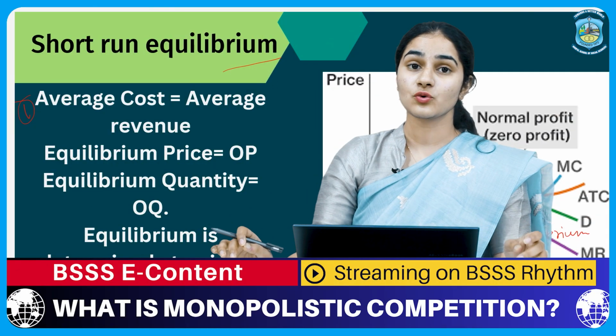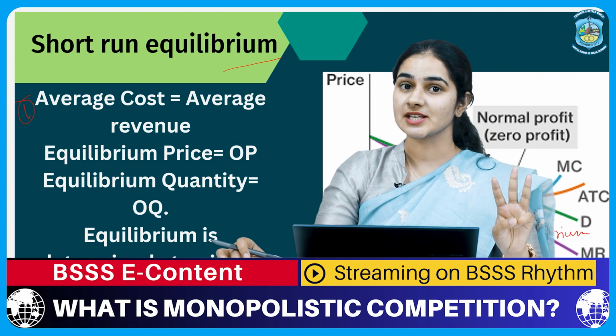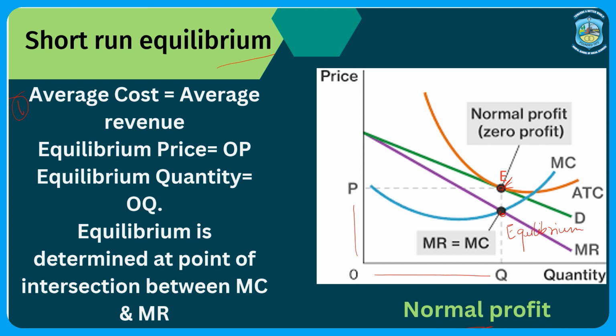Then coming to the short run equilibrium. There are basically three conditions in case of short run equilibrium. The first is the normal profit. In case of normal profit, the average cost is equal to the average revenue. Now here, equilibrium is established when the marginal cost is equal to the marginal revenue. In this case, OQ is the equilibrium quantity and OP is the equilibrium price.